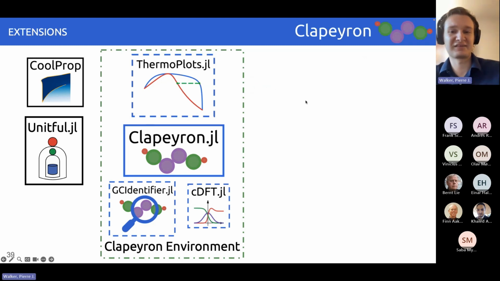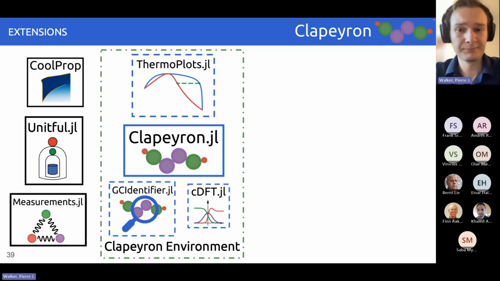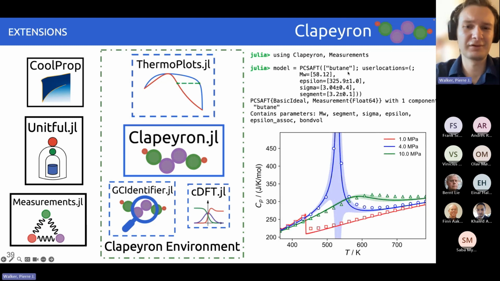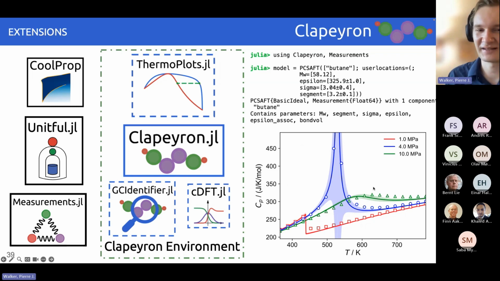We have also added extensions to Measurements.jl, where users can now specify uncertainties in the model parameters. And these uncertainties will be automatically propagated through Clapeyron, allowing users to estimate the uncertainties of their output properties, as shown here for the heat capacity, where we can see that the uncertainties in your predicted properties can actually vary quite a bit as you change the temperature.